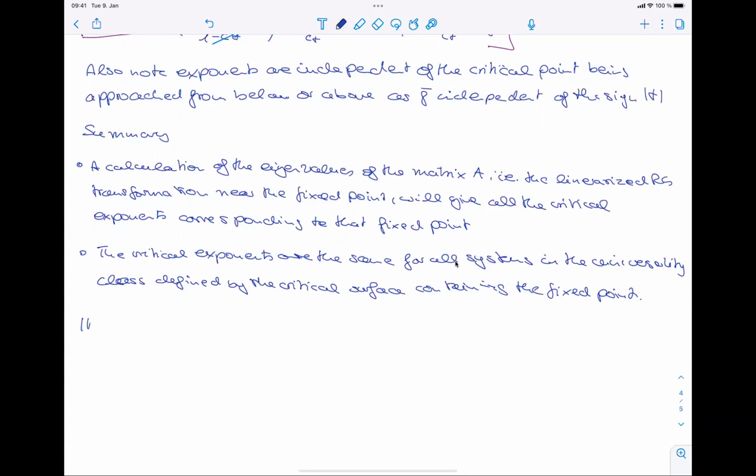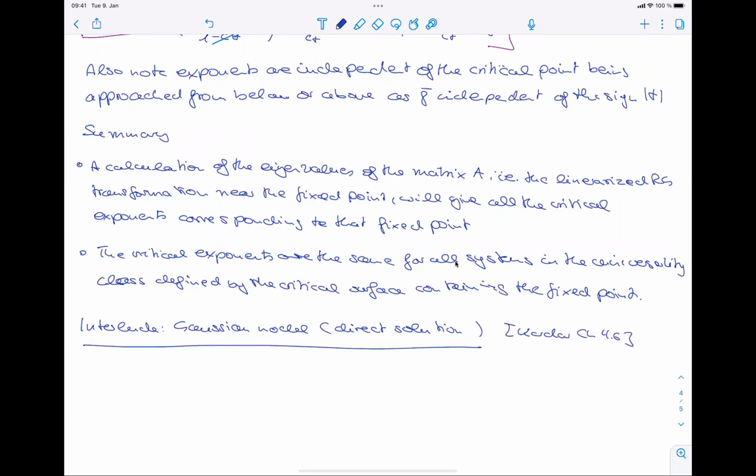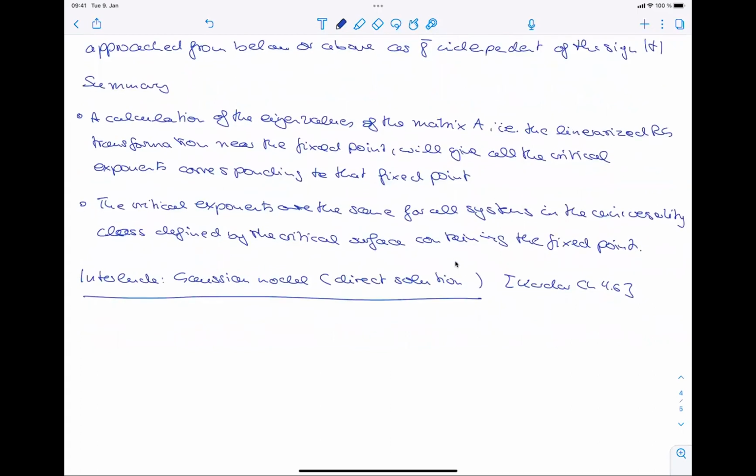Okay, so the interlude is, I'm going to look at the Gaussian model, first of all with the direct solution. This is the example from Kardar chapter 4.6. So what does Gaussian model mean? The Gaussian model is the Landau-Ginzburg Hamiltonian up to fourth order in expansion.